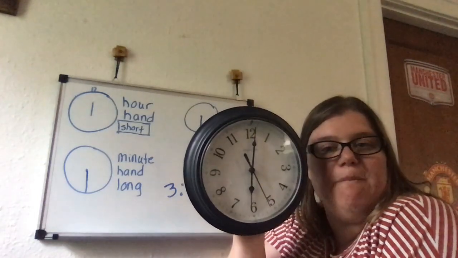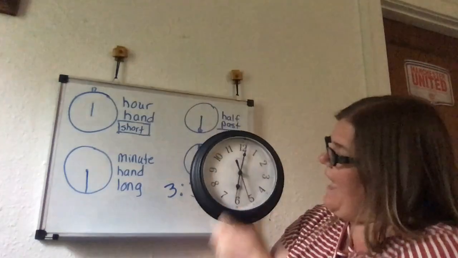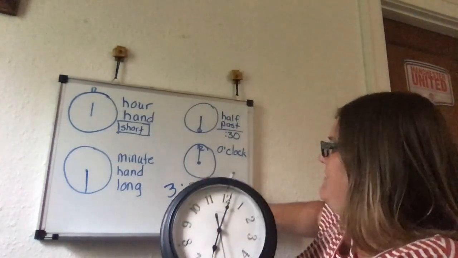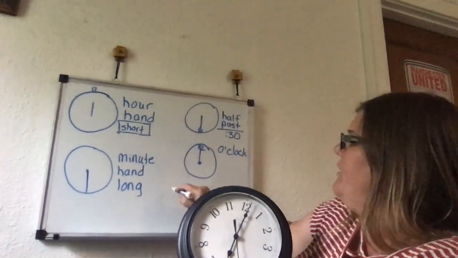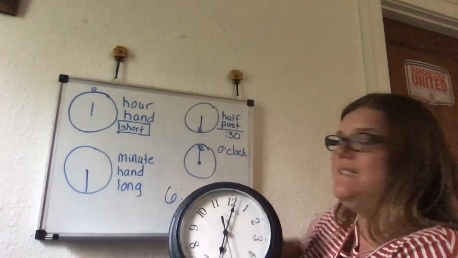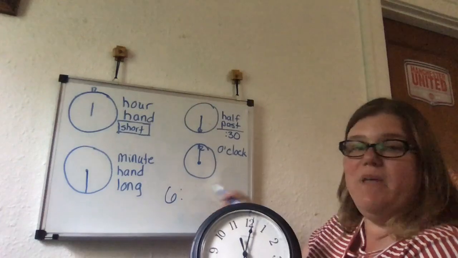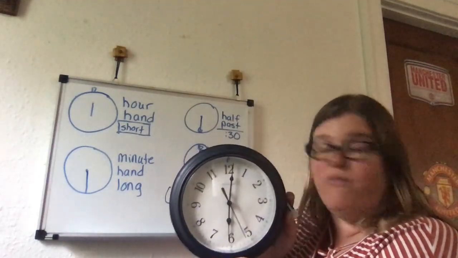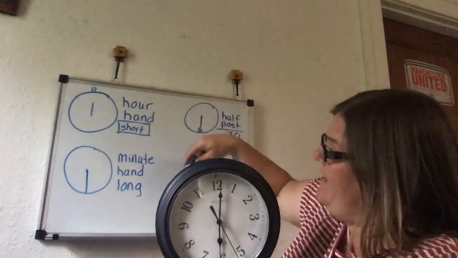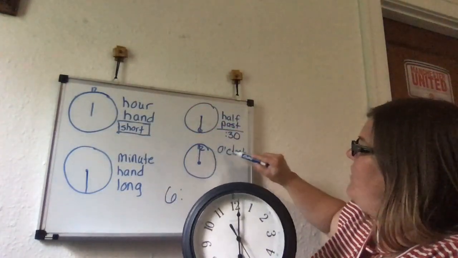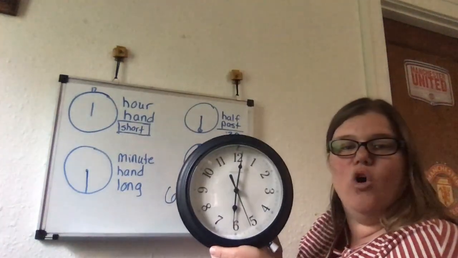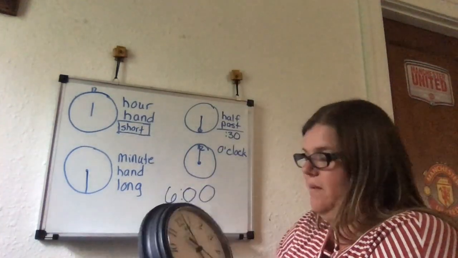Okay. Now let's look at the hour hand first, the short hand. It's on 6. So we're going to write 6 here, and a colon separates the hours from the minutes. The minute hand is on the 12. And we said the minute hand, when it's up on that 12, it's called o'clock, and we write it like this. 6 o'clock. Ready to try another one?